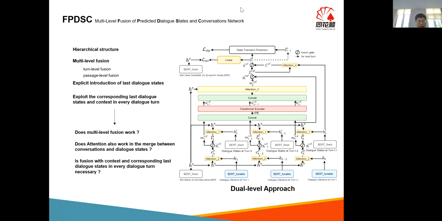To prove our net is a good solution, we designed 5 networks to answer the following questions. Does multi-level fusion work? Does attention mechanism also work in the merge between the compositions and dialog states? Is fusion with context and the corresponding last dialog states in every turn necessary?